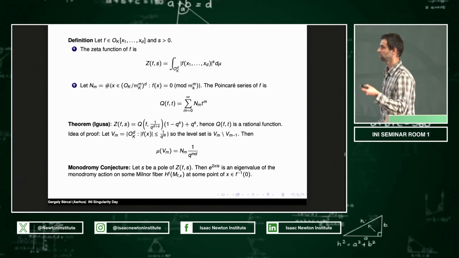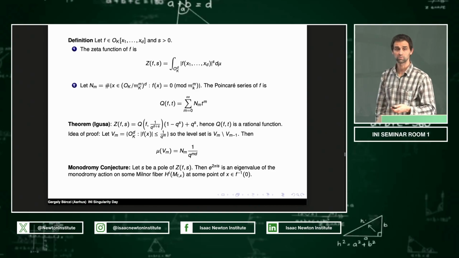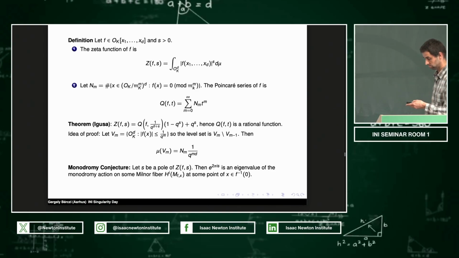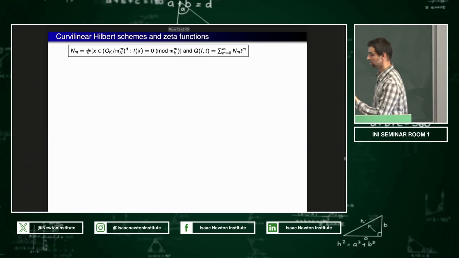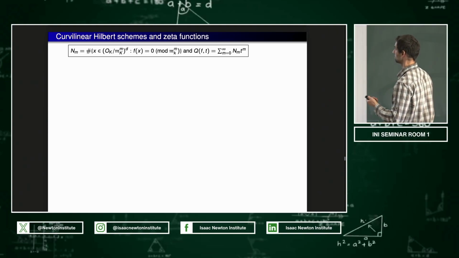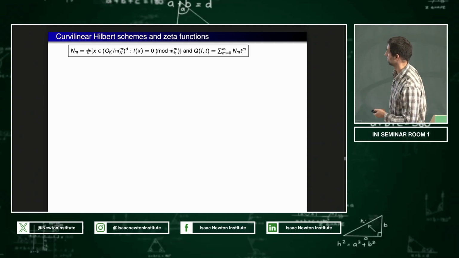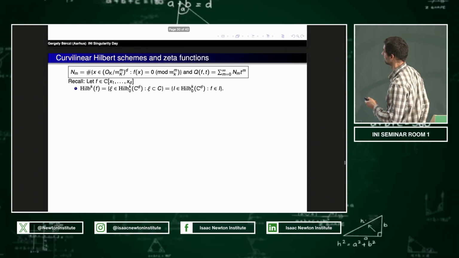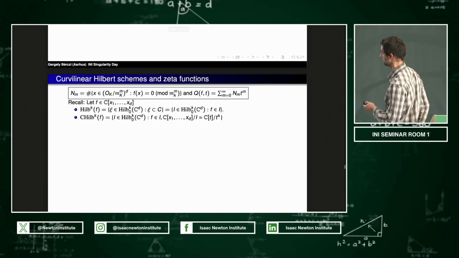If you had a better way or a direct way to calculate this Igusa integral or Igusa zeta function, that would be great. So for this reason, here are maybe some first baby steps toward this direction. Let's focus on just curvilinear Hilbert schemes first. So what is this? Hilb^k(f) is just the Hilbert scheme of f.